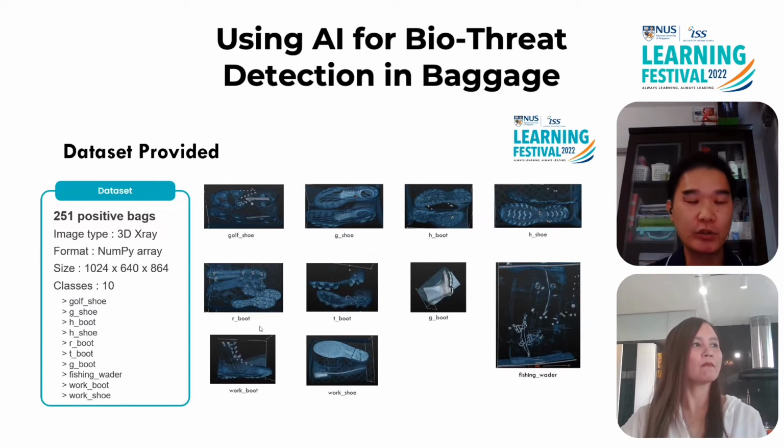Okay, here is just an overview of the data set and also the classes and all the shields that are being looked at. In all, we have 10 classes based on the data set that was provided by RapidScan. Just take note that for every data, the NumPy array is a standard size of 1024 by 640 by 864. So regardless of the size of the luggage, whether it's big or small, or even the orientation of the luggage, all the 3D images will have this standard size of 1024 by 640 by 864.